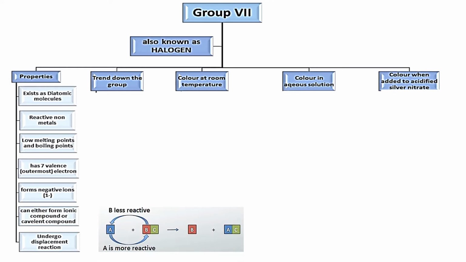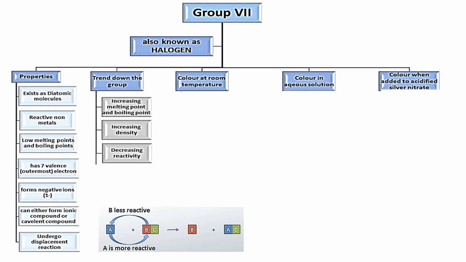As seen in the diagram there, if the halogen is more reactive, which in the example there is A, it will displace a less reactive halogen. Down the group, they have increasing melting point and boiling point, increasing density, decreasing reactivity, and their color become darker. So which means at the top will be a lighter color, and when it goes down, it become darker.